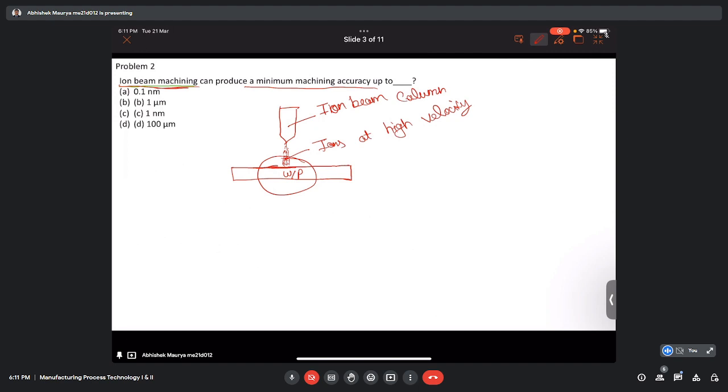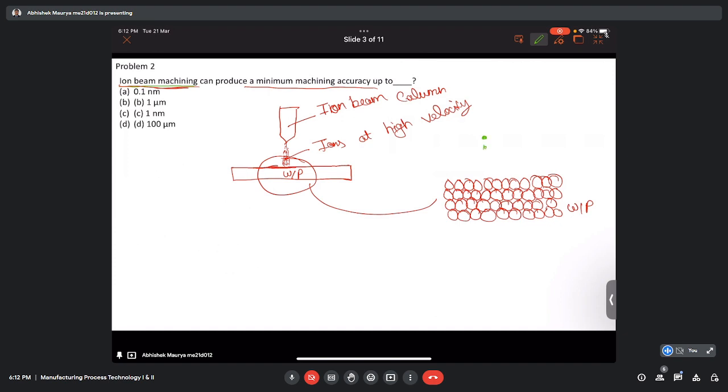So we have high energy ions which are moving towards the workpiece, and now I will exaggerate the diagram a little bit. Suppose these are the atoms of the workpiece. These are the workpiece atoms. I will show the ions with different colors, and these are the high velocity ions which are coming towards the workpiece. These are moving at high velocity.